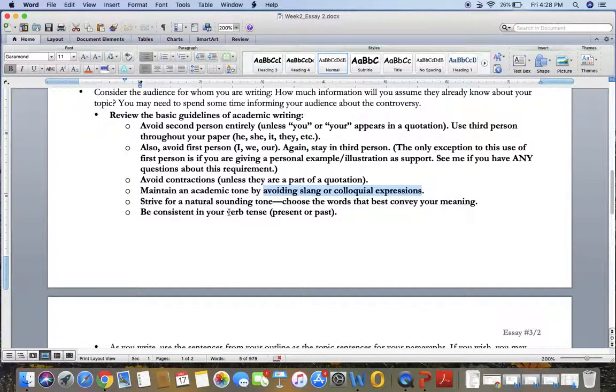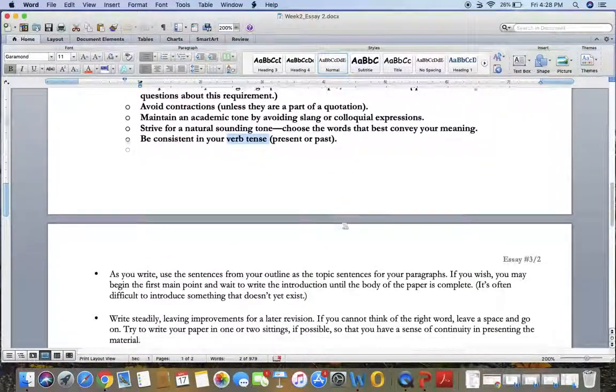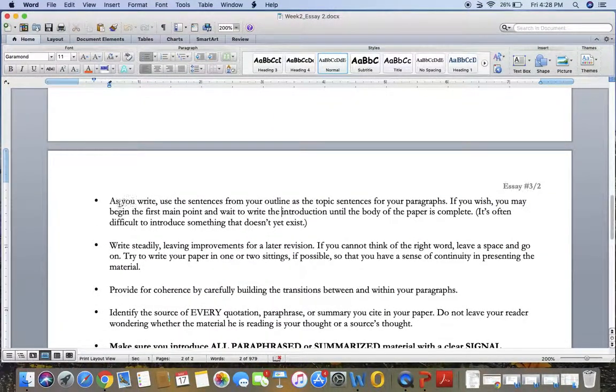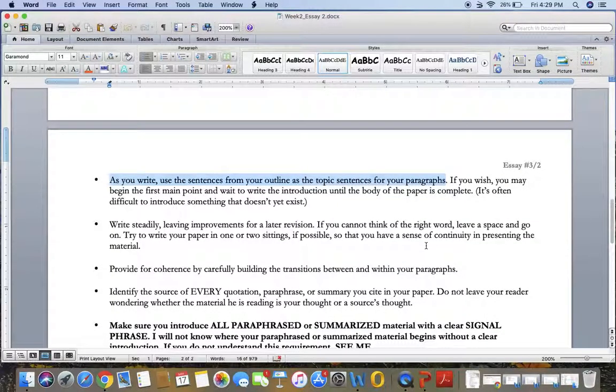Here's something else. Students often struggle with verb tense, so make sure you're being consistent in whether you're using past or present tense. And then as you build this paper, those sentences you wrote or those reasons you listed for your outline are going to be the topic sentences for your paragraphs. So hopefully that'll give you a good sense of organization.